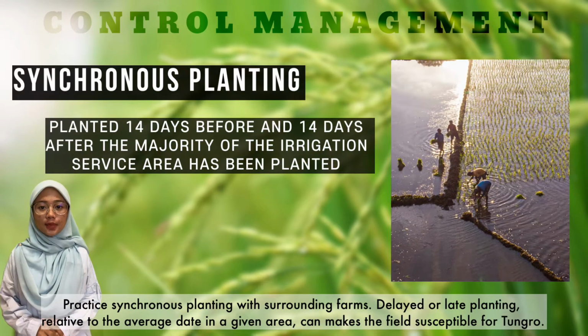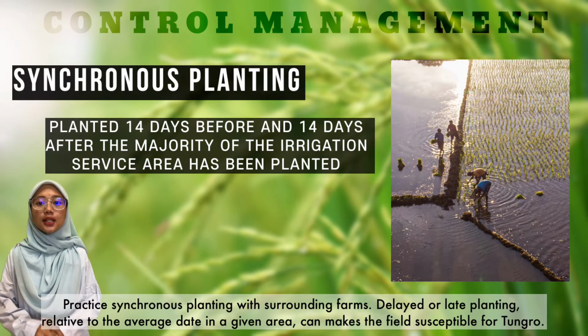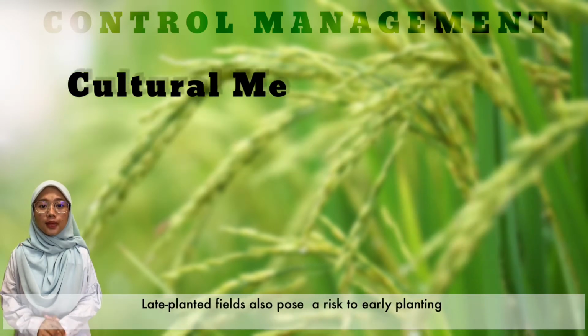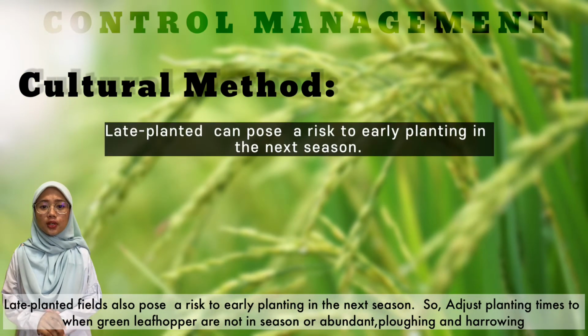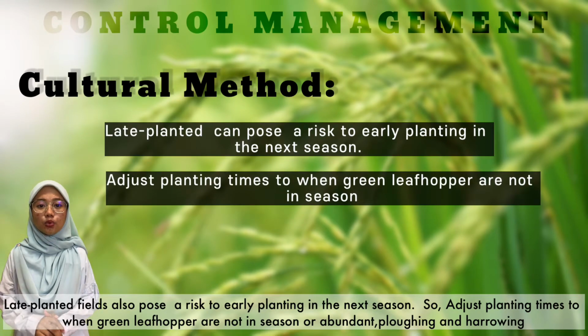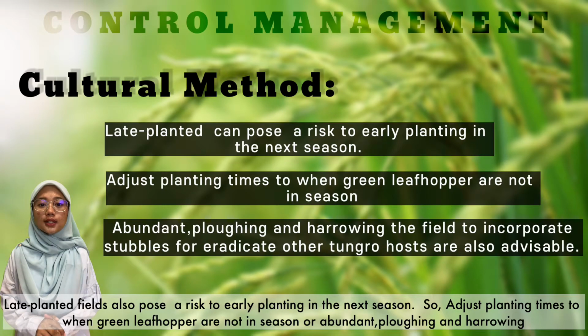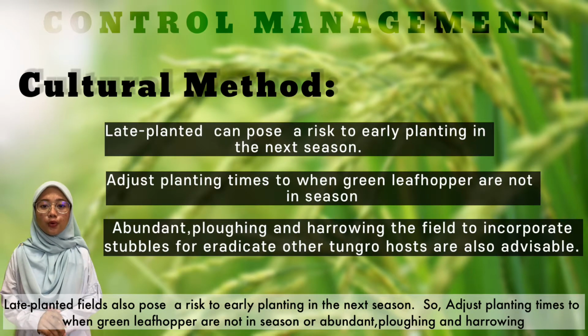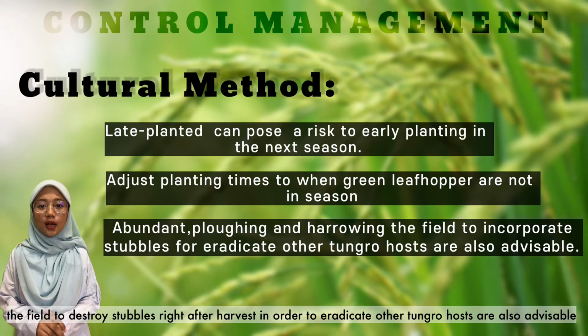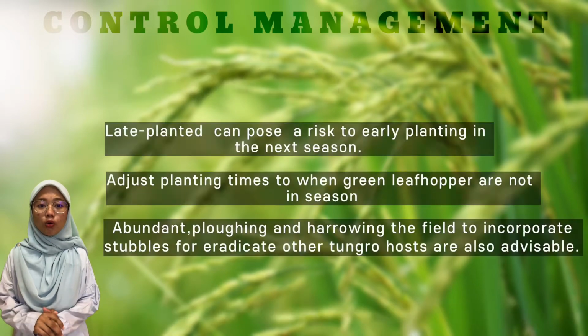Practice synchronized planting with surrounding farms. Delayed or late planting relative to the average in a given area can make the field susceptible to Tungro. Late planted fields also pose a risk to early planting in the next season, so adjust planting time to when green leafhoppers are not in season or abundant. Plowing and harrowing the field to destroy stubble right after harvest in order to eradicate other Tungro hosts is also advisable.